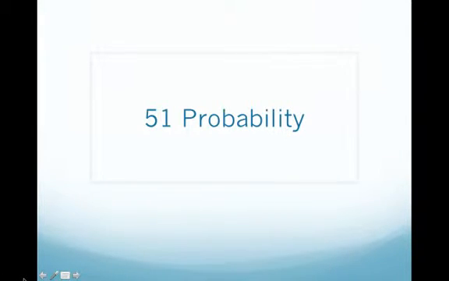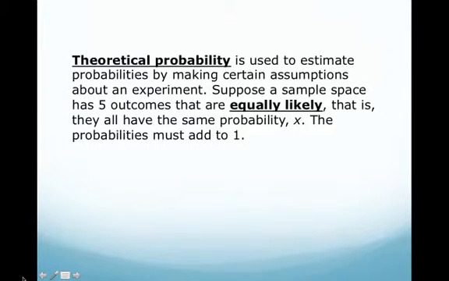Lesson 51, Probability. Theoretical probability is used to estimate probabilities by making certain assumptions about an experiment.